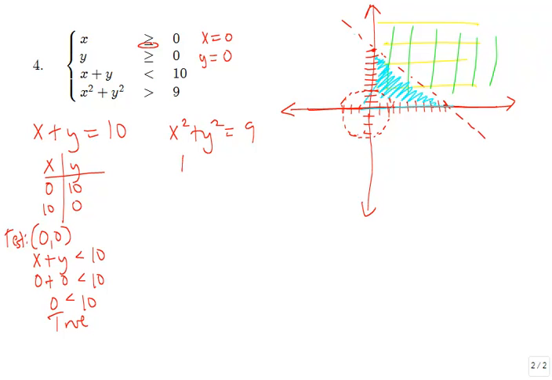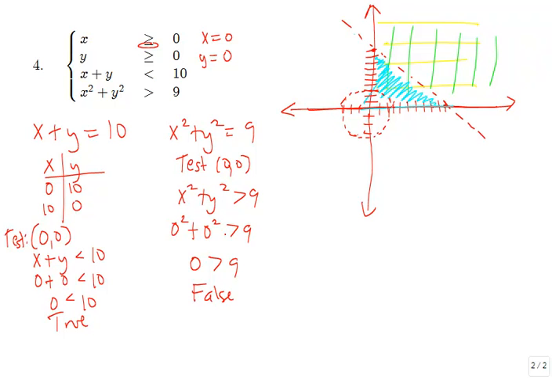And then we'd want to pick a test point like the origin. x squared plus y squared greater than 9 becomes 0 squared plus 0 squared greater than 9. Is 0 greater than 9? No, that would be false. So we would want to shade outside of this circle. So that's what we would have just from that piece of it.